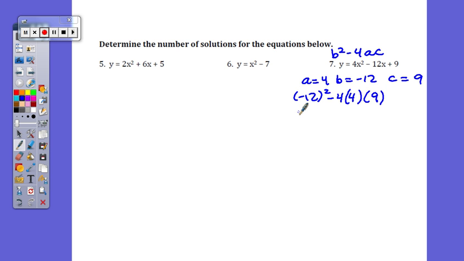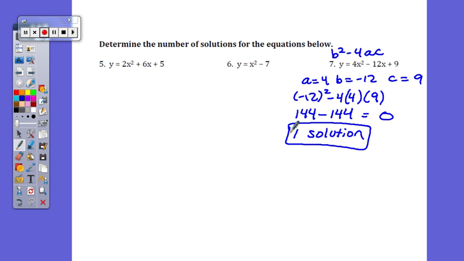This right here, -12 squared, that's going to give me a positive 144. And minus 4 times 4 times 9, if you do that in your calculators, you will end up with 144. If I subtract both of them, that's going to give me 0. And if you remember from our notes, when we have 0 under the square root, that means we will have one real solution. And so that's our answer there. When you get 0, that means that it's only going to cross the x-axis the one time.